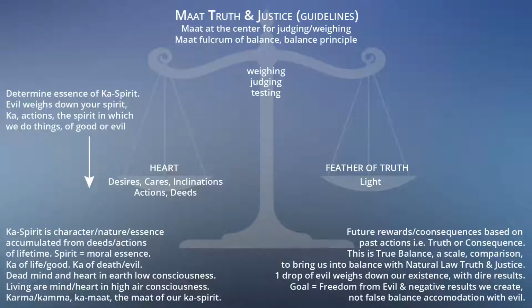Karma, kama, ka-ma'at, is the ma'at of our ka, the truth and justice and law and order and balance of our spirit. The spirit is the ka, the essence and nature, our character, symbolized by our hands and arms, which produce our actions and deeds, which is our spirit, our character, our nature, our essence. That's who we become. That's who we are. If you want more information on etymology, on character, it's really good. It's 3 hours, though, or 2 hours, but it's really good and informative.